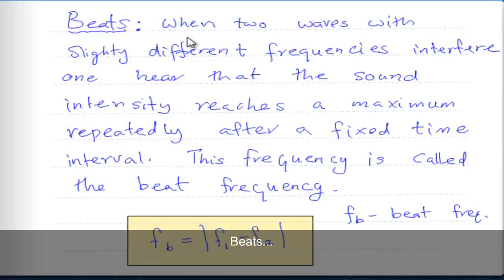This repeating frequency is called the beat frequency, and that frequency is given by the difference between the two frequencies. If you have two sound waves with frequencies f1 and f2 which are only slightly different, we can see a beat frequency of |f1 - f2|. We have this absolute value sign because we don't know which one is greater. So the beat frequency is the difference between the two frequencies.